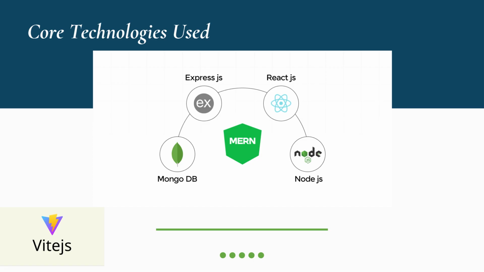I'll start off with the core technology used. So the application was developed with the MERN stack, meaning the front end was developed with Vite and React. React is just a JavaScript library. It's used for creating component-based user interfaces. And Vite is a build tool, so it optimizes the React code and gets it ready for production.